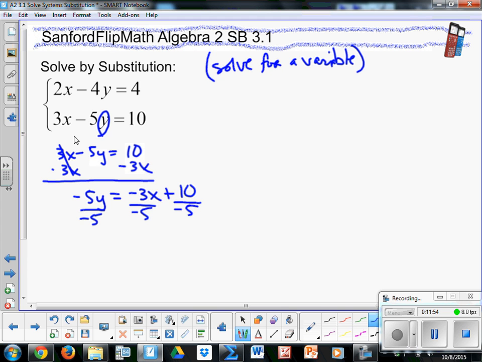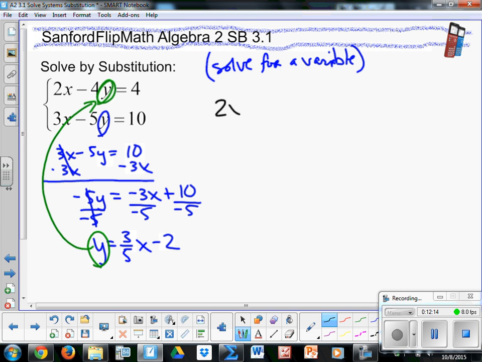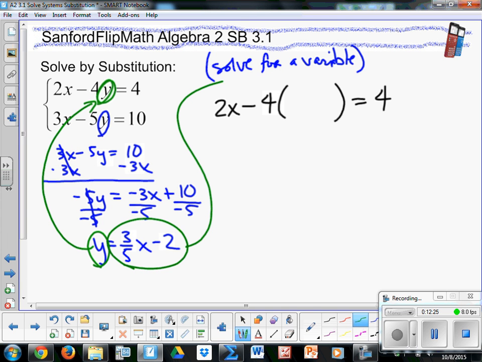Okay, so I have y equals 3/5 x minus 2. So what I'm going to do then is take this equation and replace the y in the other equation with it. Okay, so it's going to go into there. Here's the original first equation. Again, what I'm doing is replacing the y with what y is equal to. So this guy right here is going to go up there.